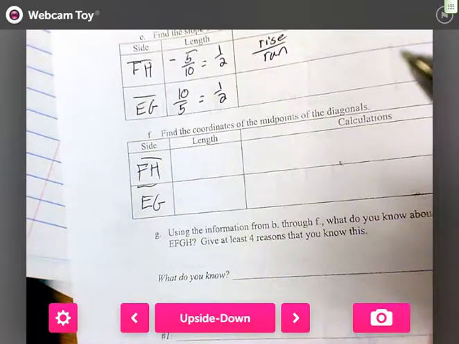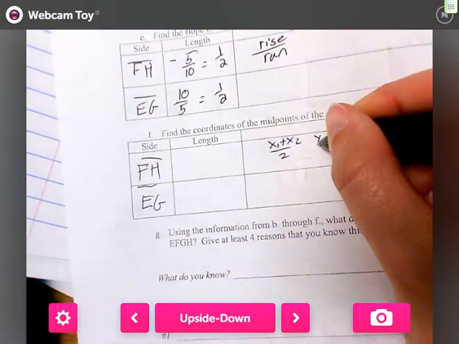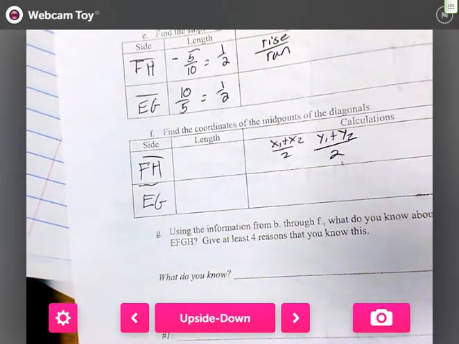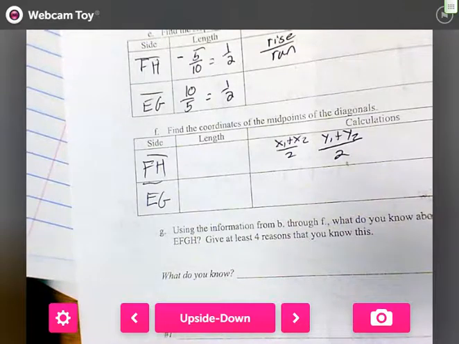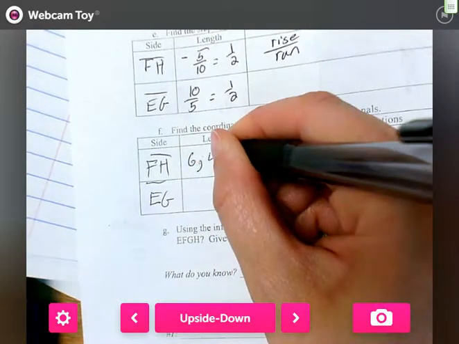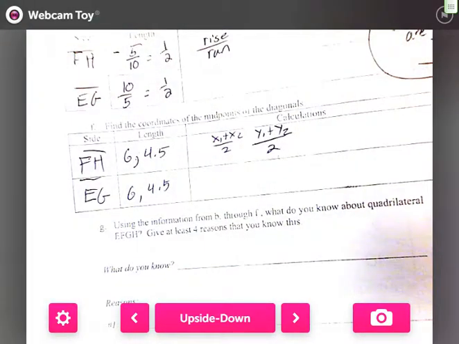Midpoints. I'm going to go x1 plus x2 divided by 2. y1 plus y2 divided by 2. And what do I get? Who did this one? 6.6 and 4.5. And it's the same for both of them. So this means they bisect.